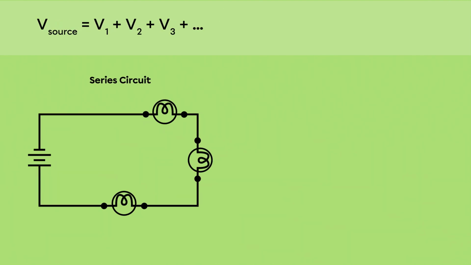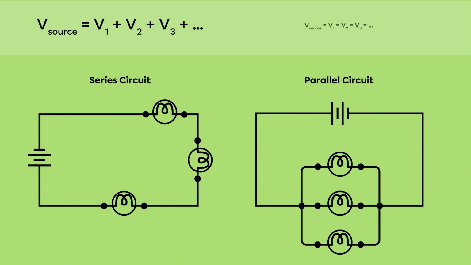In summary, the potential difference at the terminals of the power source in a series circuit is equal to the sum of the potential differences at the terminals of each component. The potential difference at the terminals of the power source in a parallel circuit is the same as the potential difference at the terminals of each component.